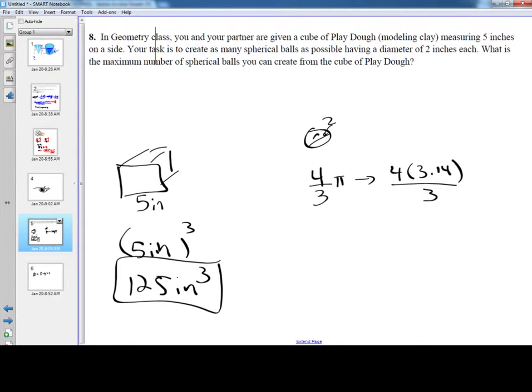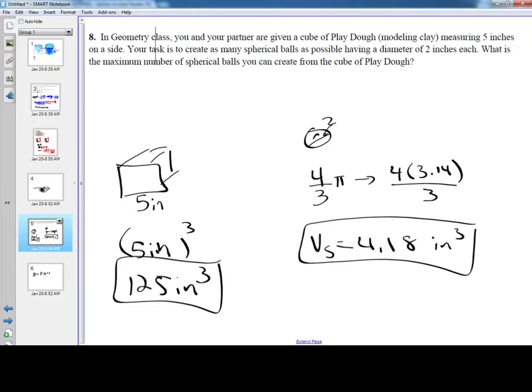I got 4.18. I believe that, because 3 is going to almost cancel 3, right? Is that what you said? 4.186. 4.18 is cool. Okay.